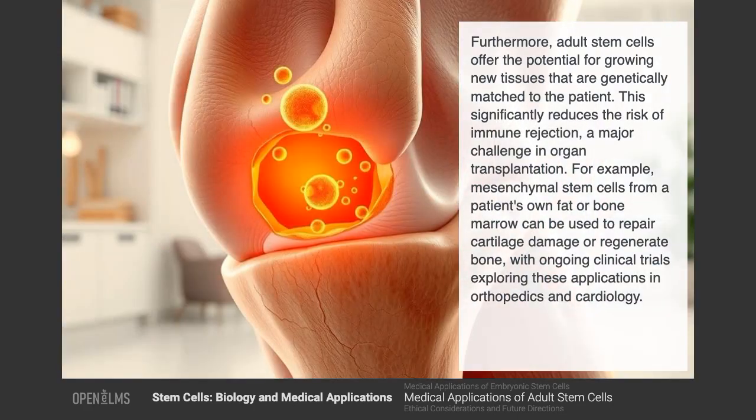Furthermore, adult stem cells offer the potential for growing new tissues that are genetically matched to the patient. This significantly reduces the risk of immune rejection, a major challenge in organ transplantation. For example, mesenchymal stem cells from a patient's own fat or bone marrow can be used to repair cartilage damage or regenerate bone, with ongoing clinical trials exploring these applications in orthopedics and cardiology.